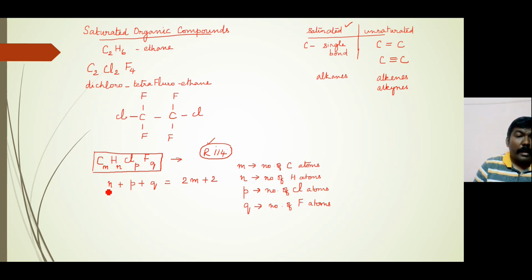So now if it is a saturated organic compound, then it should satisfy the expression N plus P plus Q equal to 2m plus 2. So let's try with this particular example of dichlorotetrafluoroethane.